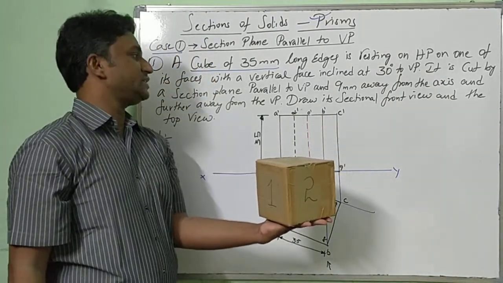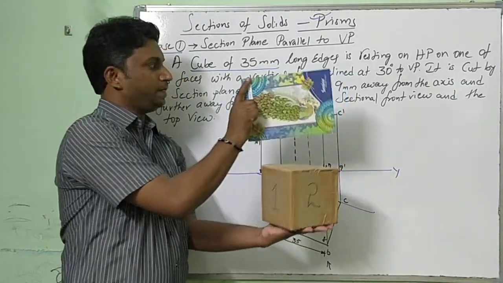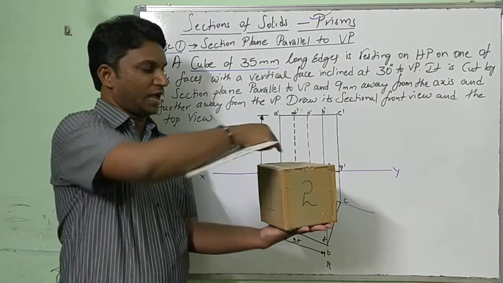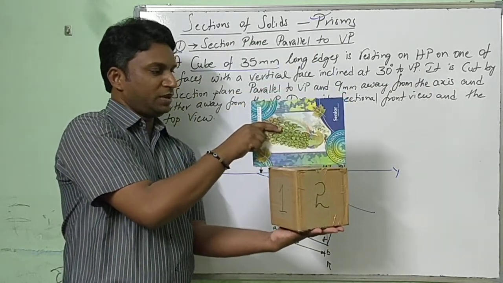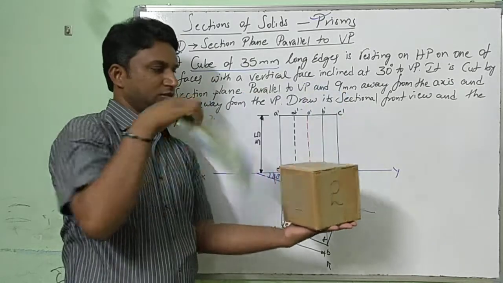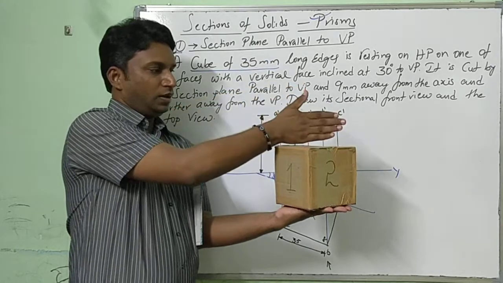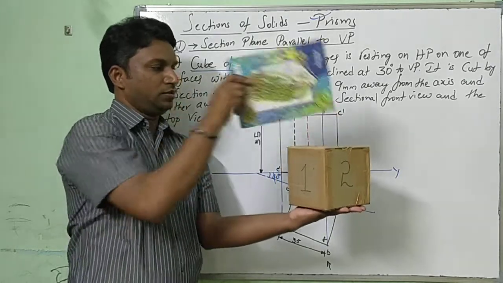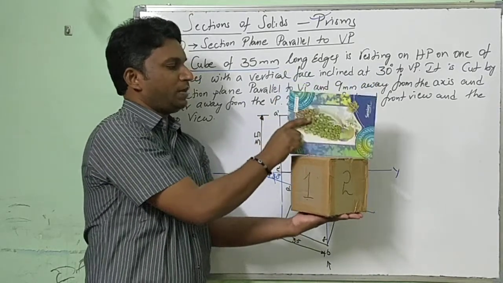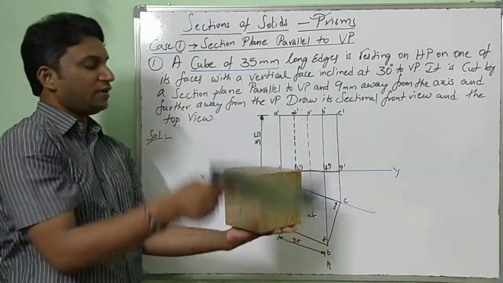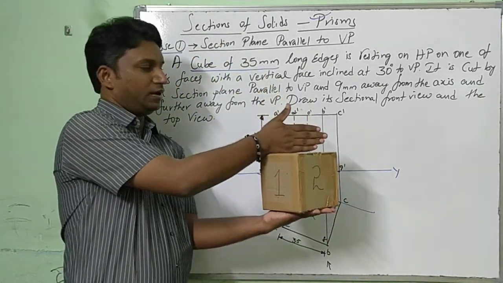It is cut by a section plane parallel to VP, 9 mm away from the axis. Where is the axis? Here. It is parallel, and at the same time he is telling 9 mm away from the axis. See, for this location, here is the axis. On the axis we are keeping it parallel to VP. But he is mentioning 9 mm away from the axis and further away from VP. Further away from VP means here.